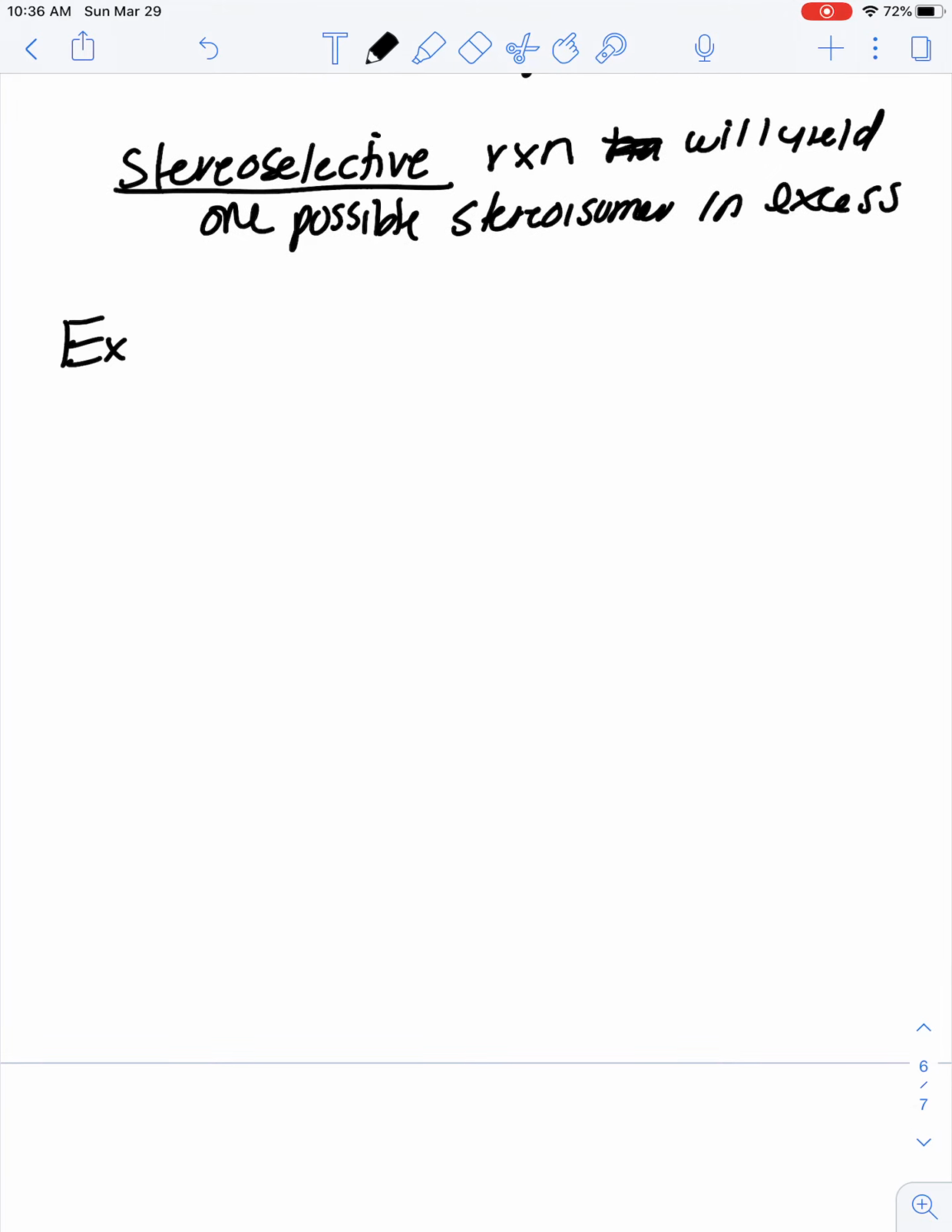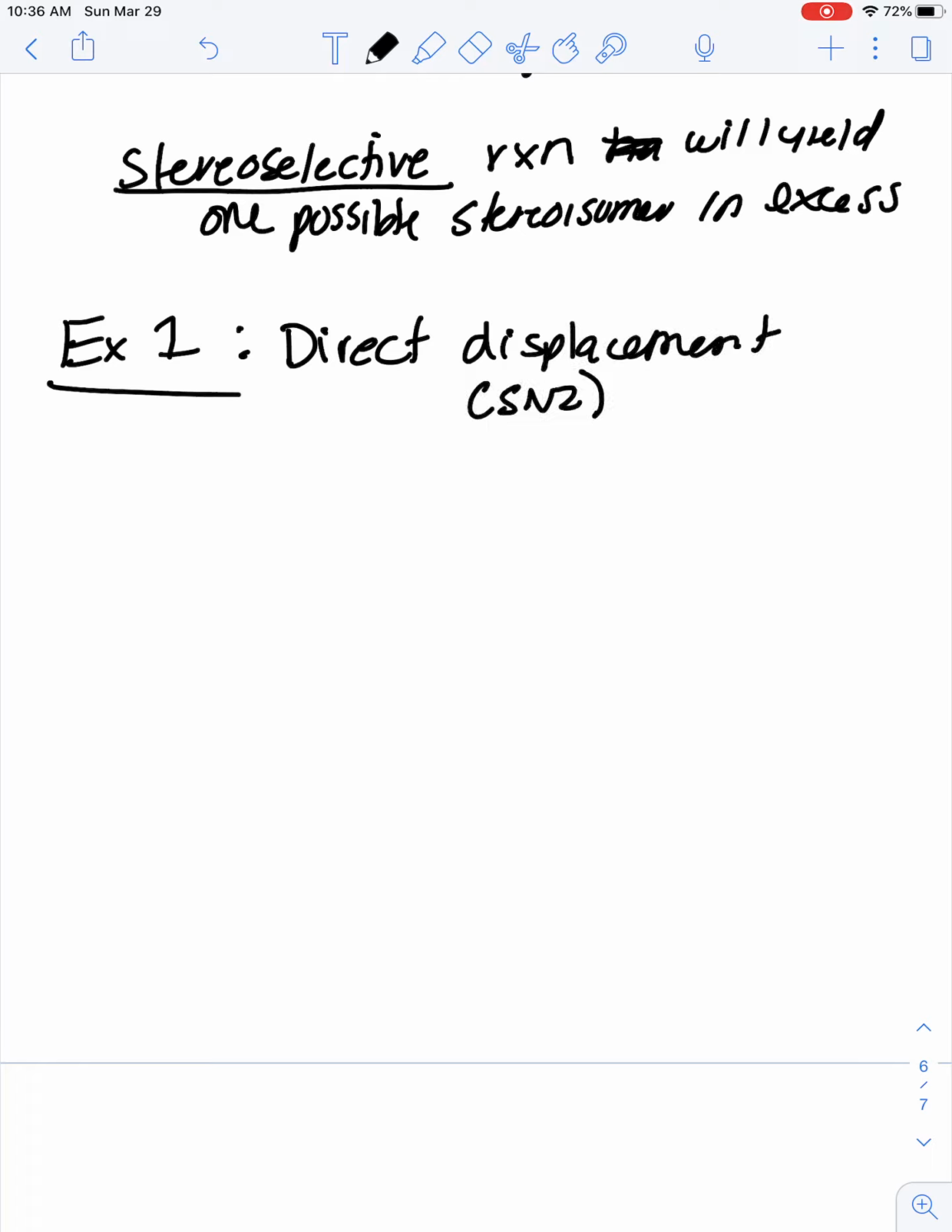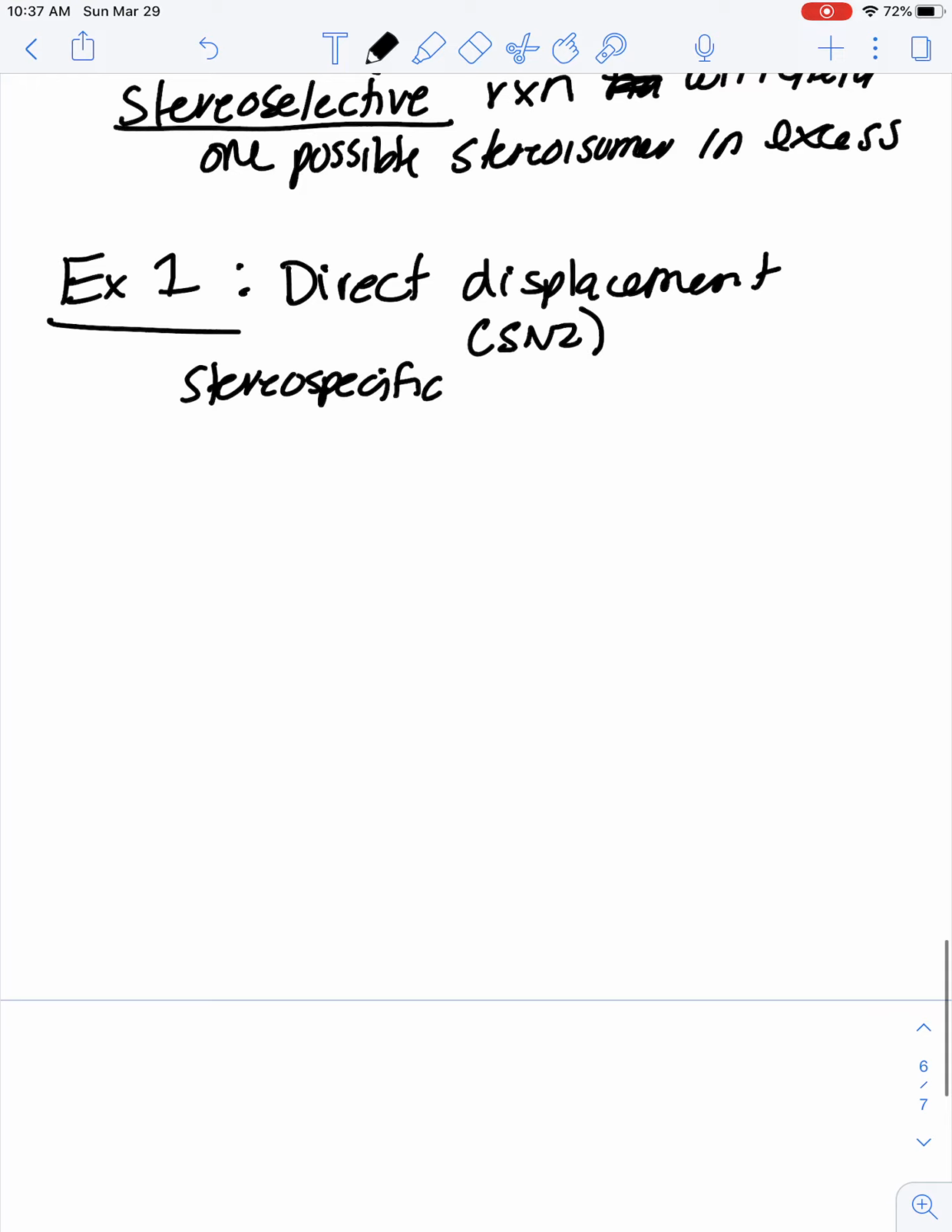So when we're looking at different examples, examples 1 and 2 actually are going to be all of chapter 6. So again, don't feel overwhelmed by not understanding the reaction that's taking place. We're going to go into a lot of detail with this. Example 1 is just showing us direct displacement. These are going to be known as SN2 reactions, which are substitution reactions. This reaction here is going to be stereospecific, which again means that we're only producing one possible stereoisomer.